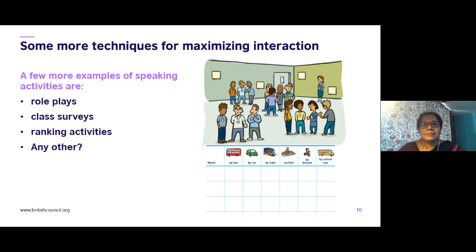Quiz. Oh yes, quizzes. Quizzes can be done as a pair activity. You can also do the quiz through the ball throwing technique that I talked about, and also the onion ring technique. Great. That's fantastic. Moving on.